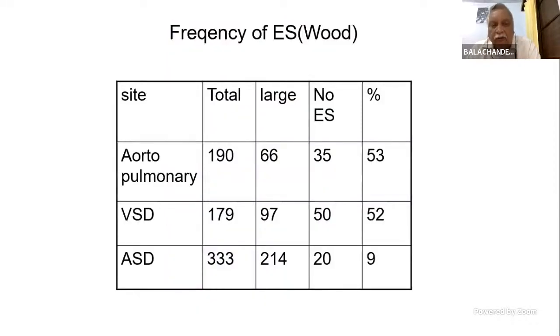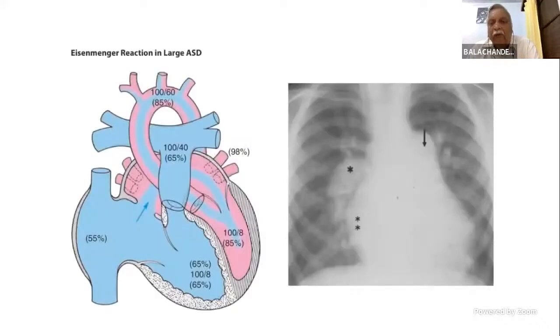And this is the frequency. I've already described this. Next slide, please. So now we come to the congenital heart diseases which have an Eisenmenger reaction, so that you can see, when you get a case, how do we go about it? The first, of course, is ASD. Next slide.